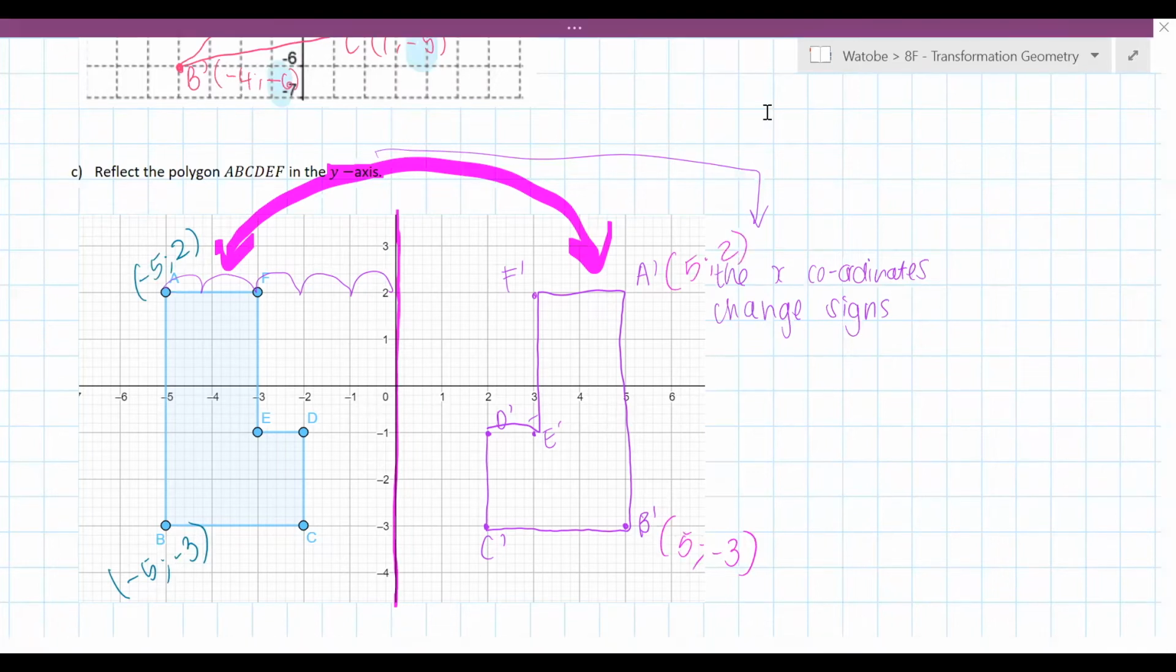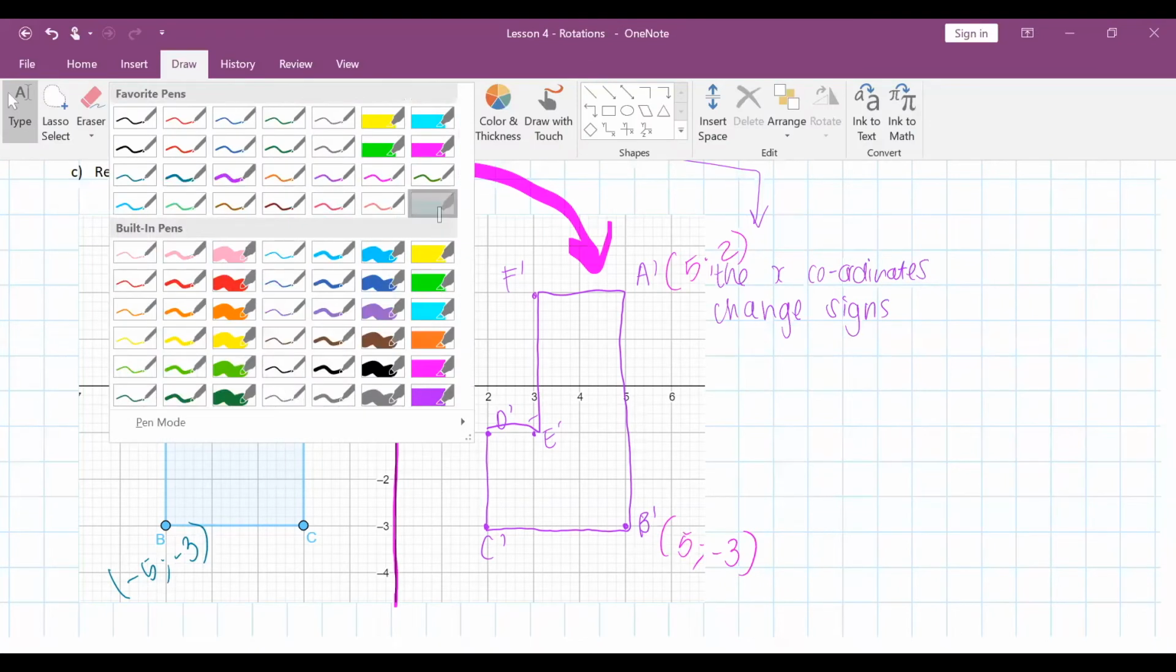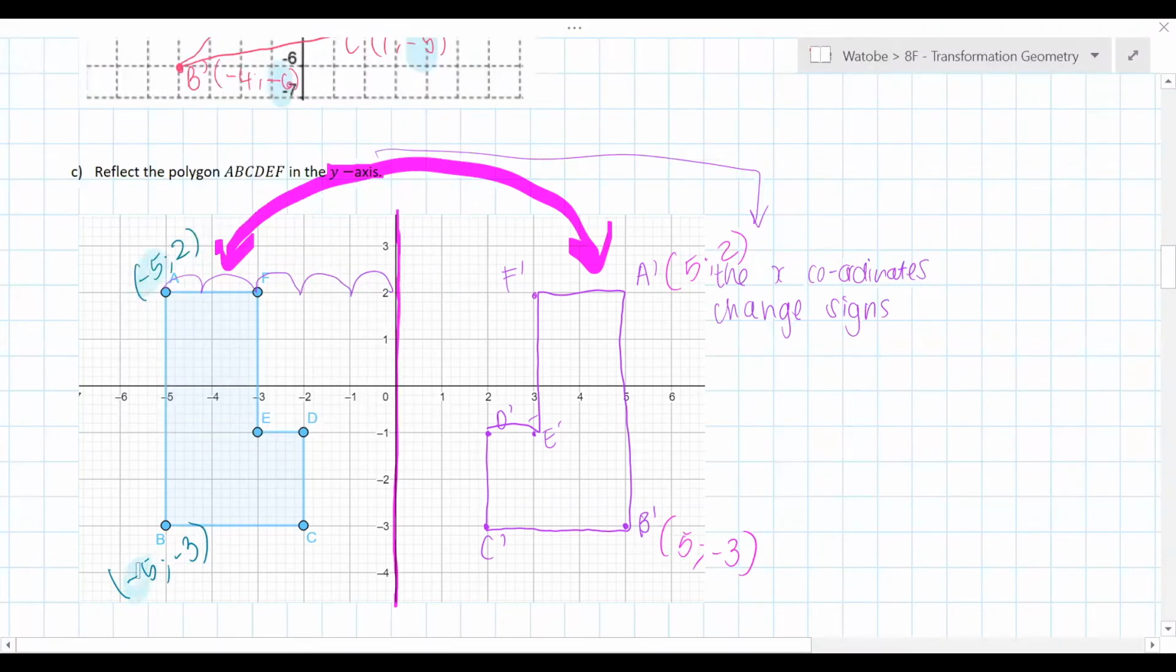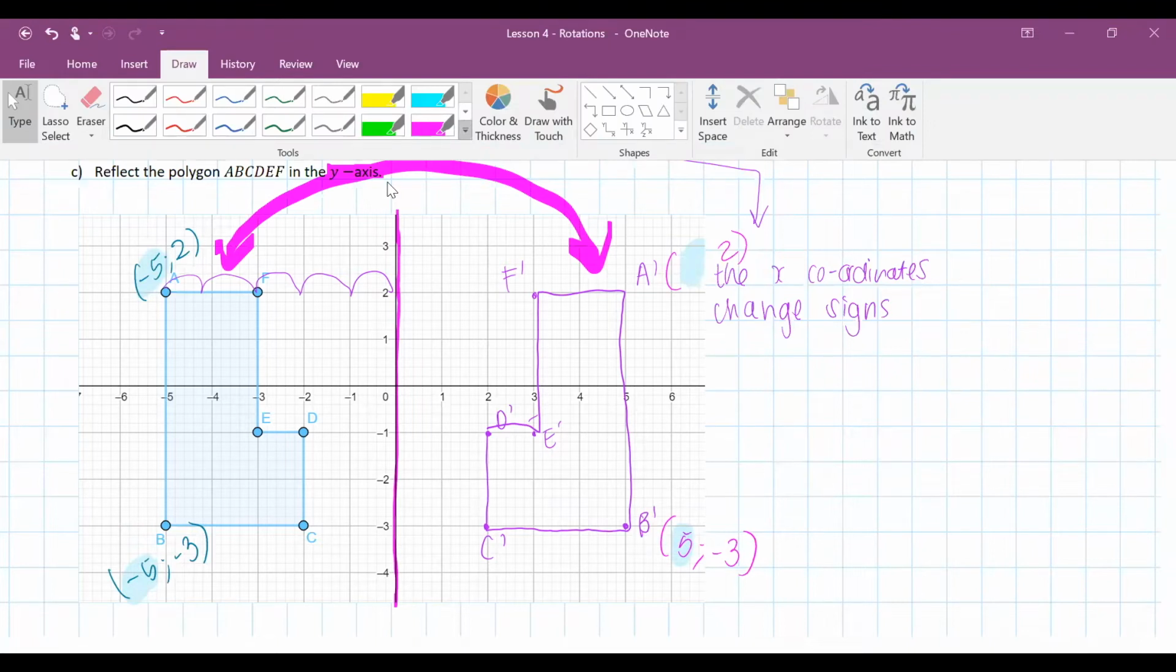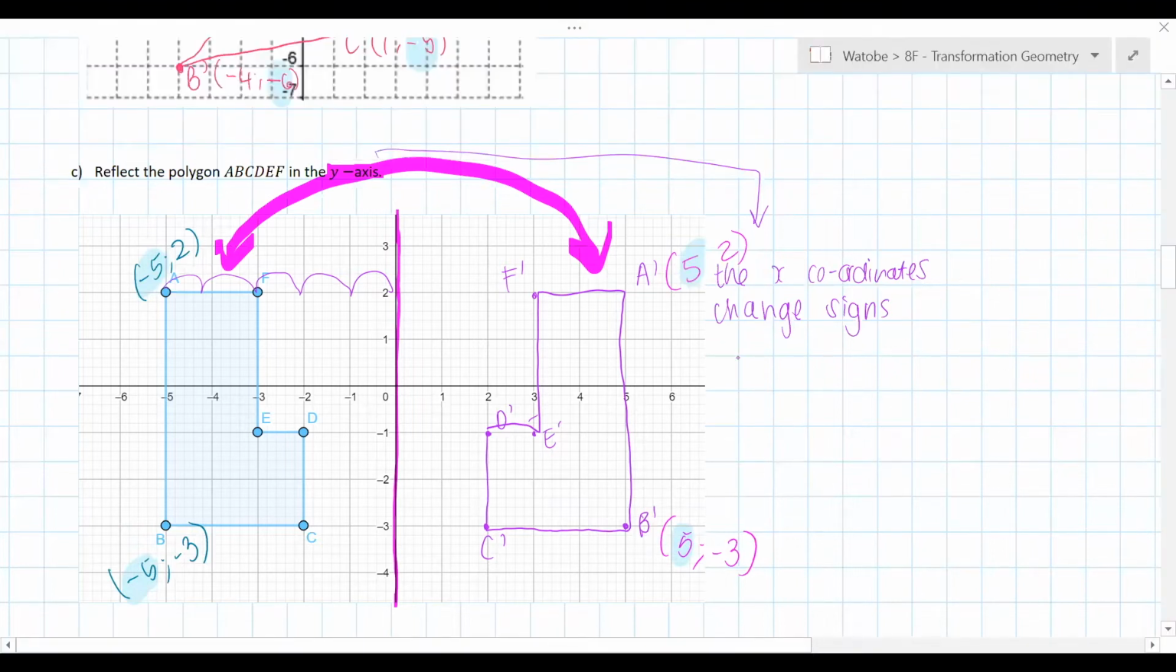And so what I can see here that's happened, according to what I've just said, is that if I compare the x coordinates of the original shape to the x coordinates of the new shape, what I'm seeing is that they have changed their sign. They went from being a negative to a positive. And so this is what I mean when I say the x coordinates change their signs. Okay. So reflection is a mirror image, translation is just sliding your shape up, down, left, or right.